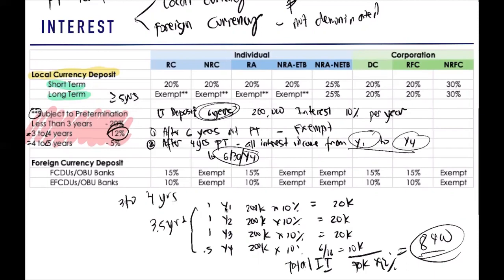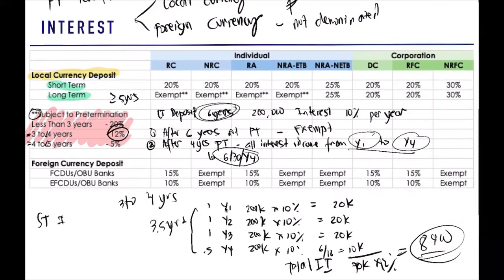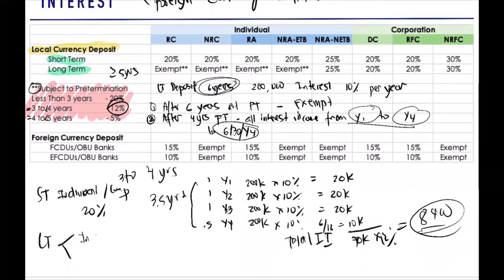We're clear? So if that is short term, again, individual or corporation, 20%. While if that is long term, individual, it is exempt. While for corporation it is still 20%. But this exemption is subject to the pre-termination rule. So what is our pre-termination rule? Depending, less than 3 years, 20%. At least 3 years to less than 4 years, 12%. At least 4 years to less than 5 years, 5%. Okay, so I hope we're clear here.